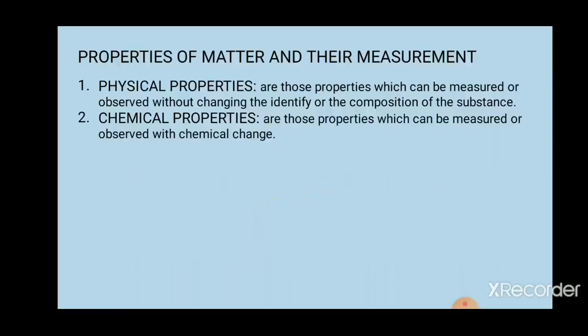Now, the next topic is properties of matter and their measurement. Properties of matter are classified into two types: physical properties and chemical properties. Physical properties are those properties which can be measured or observed without changing the identity or the composition of the substance. Now, how are they measured and observed?